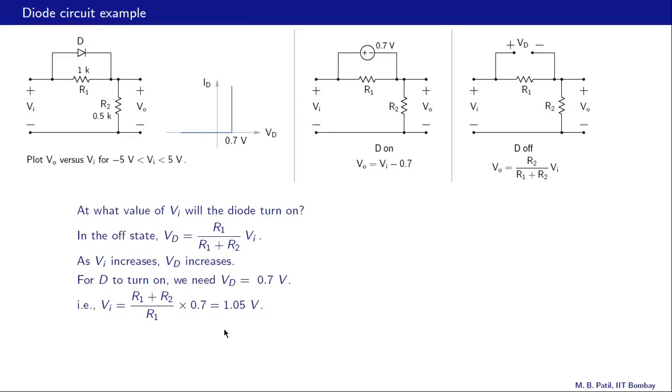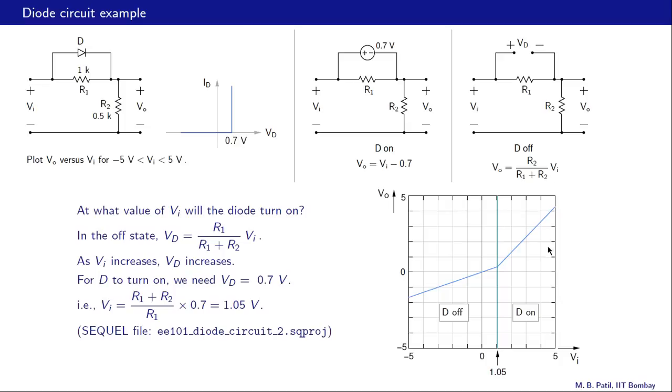Alright, we now have the complete picture. If Vi is greater than 1.05 volts, then the diode conducts and Vo is given by Vi minus 0.7 volts. If Vi is less than 1.05 volts, the diode does not conduct and Vo is given by this expression here. And now we can put all of these things together and plot Vo as a function of Vi as shown over here. So this is the region Vi greater than 1.05 in which the diode is on, and in this region the diode is off.